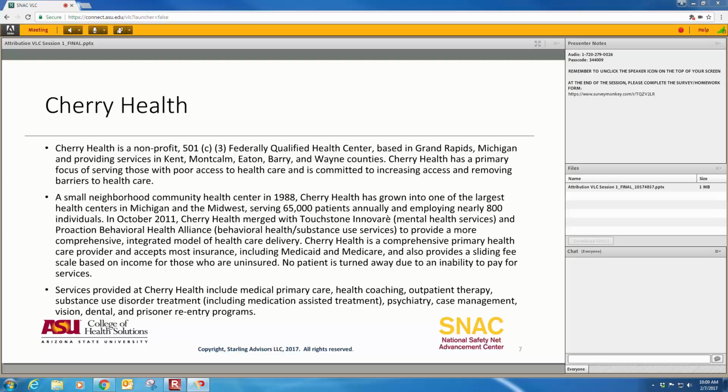We merged with another organization, 2 other organizations actually, in 2011, so that about doubled our size and more than doubled our mental health services. So at this time, we provide primary medical care, we provide behavioral health services, vision care, dental care, psychiatry, case management, prisoner reentry programs on the east side of the state, and most of our patients are Medicaid, Medicare, or uninsured.